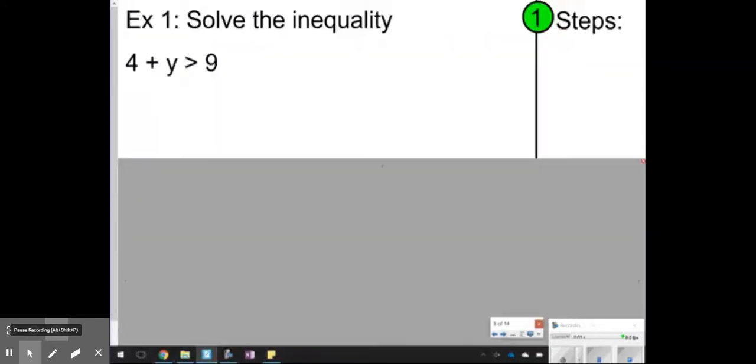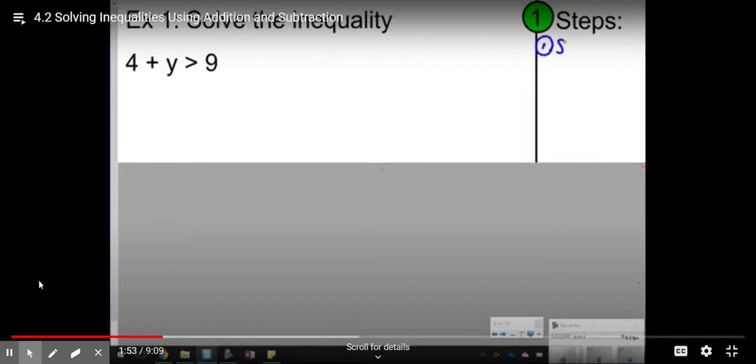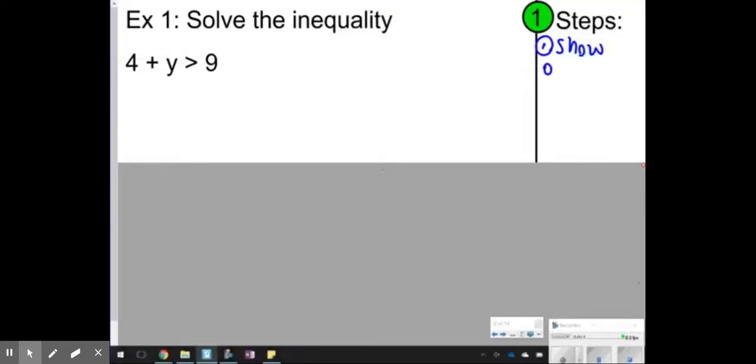So what we're going to do is actually write this question down. You're just going to show the opposite operation. And you're going to be writing this page down, so if you want to, you can copy as I go. So let's show the opposite operation.